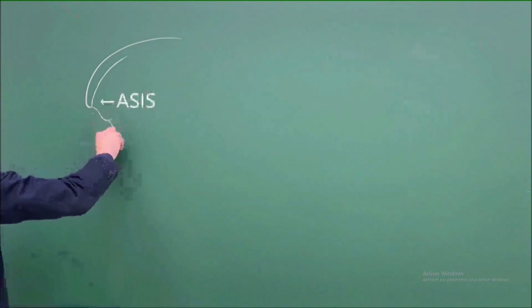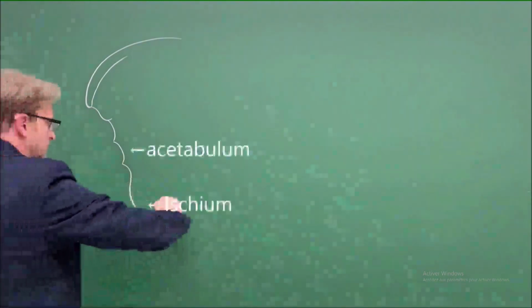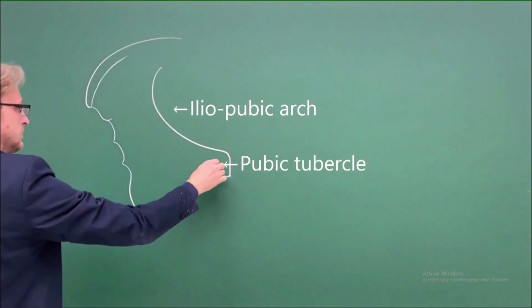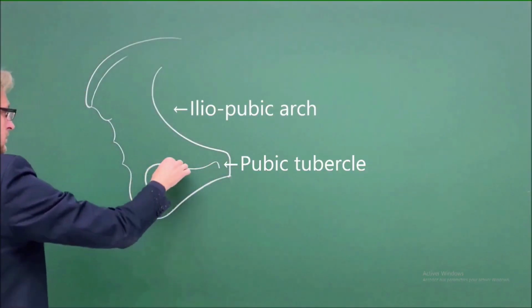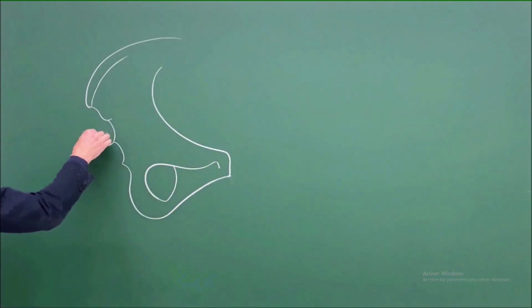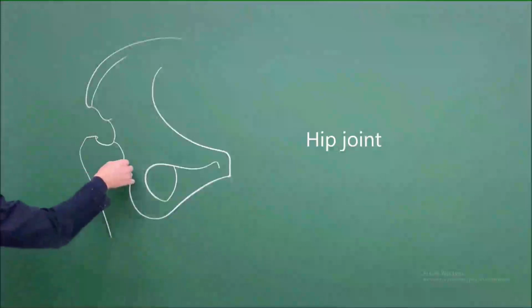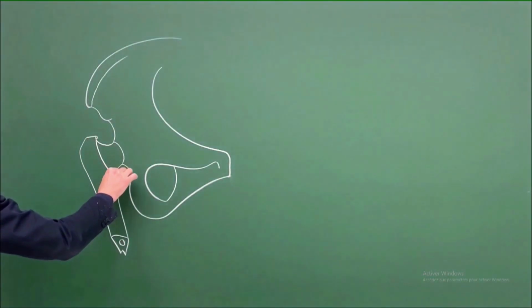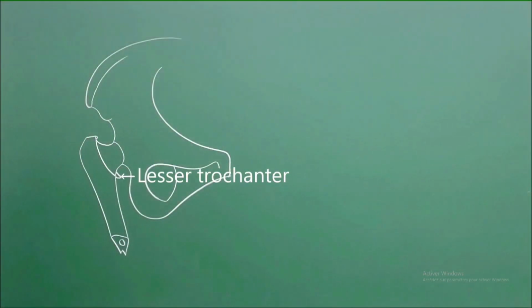And we will begin first with the superficial anatomy. Here is the bone with the acetabulum, the pubic tubercle, iliopubic arch. Here is the obturator foramen. And laterally, the hip joint with the femur, which is cut just here, medullary channel. The greater trochanter is here, the lesser trochanter is there.